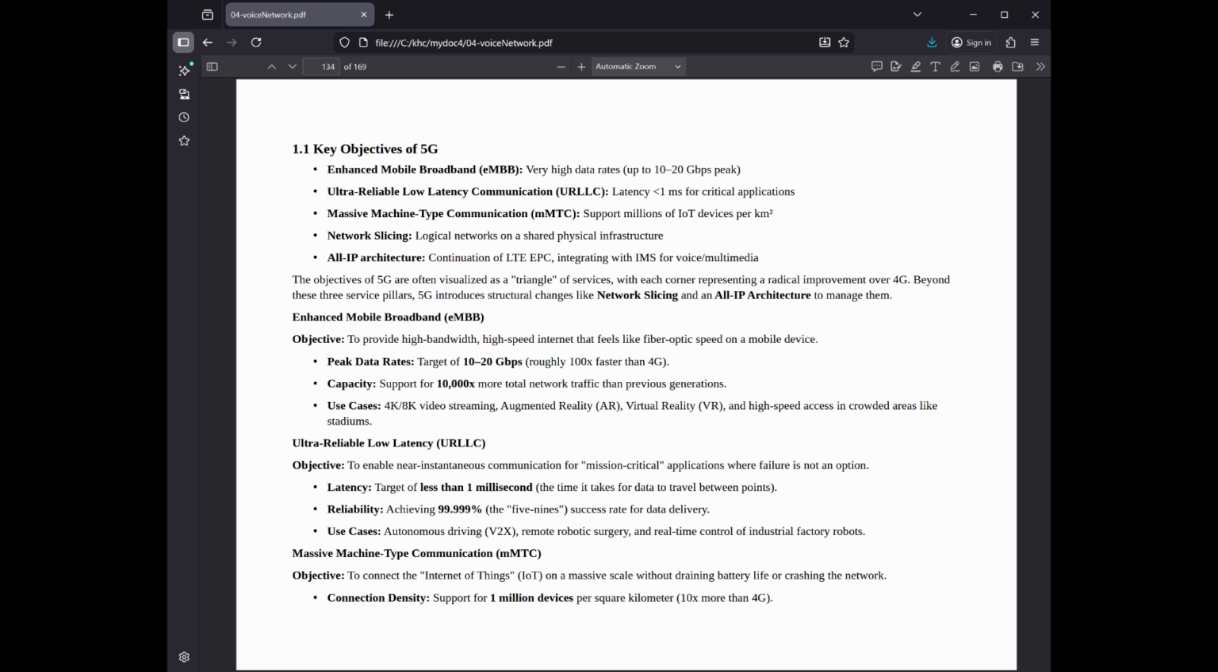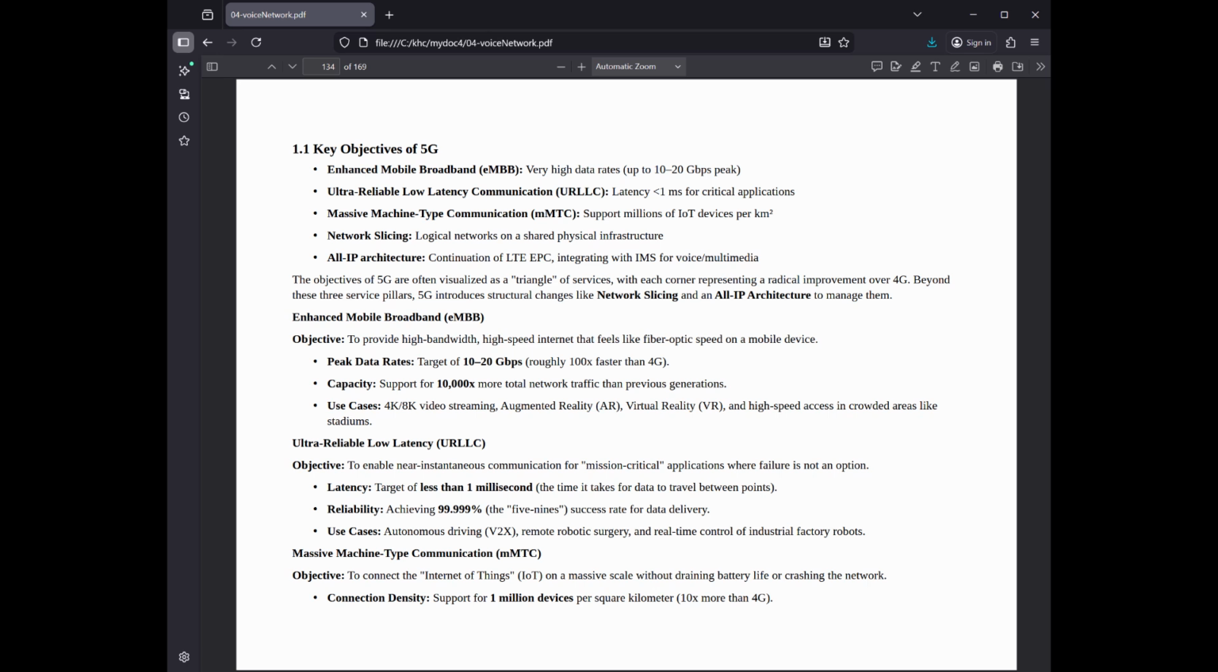Ultra-reliable low latency, URLLC. Objective: to enable near-instantaneous communication for mission-critical applications where failure is not an option. Latency: target of less than 1 millisecond, the time it takes for data to travel between points. Reliability: achieving 99.999%, the 5 nines, success rate for data delivery. Use cases: autonomous driving, V2X, remote robotic surgery, and real-time control of industrial factory robots.